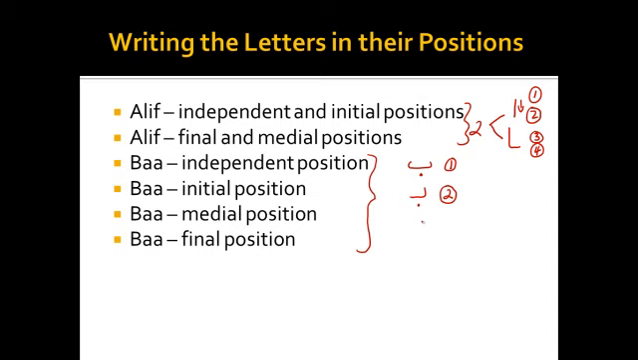We have the medial position, which is the Ba when it looks like this, in the middle of a word when it connects to a letter before it and a letter after it. And we call this the third position. And we have the Ba when it's in the final position, when it connects to a letter but then doesn't connect to a letter after it, and it looks like this. And this is number 4. So you can see that the Ba has 4 forms for 4 positions.